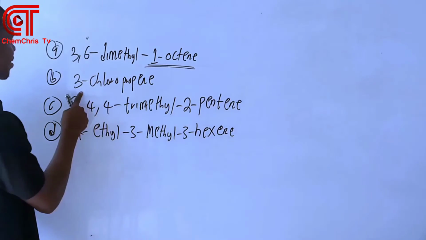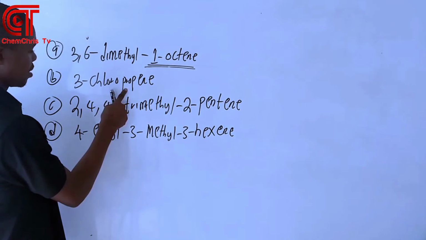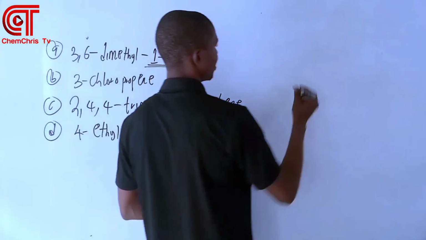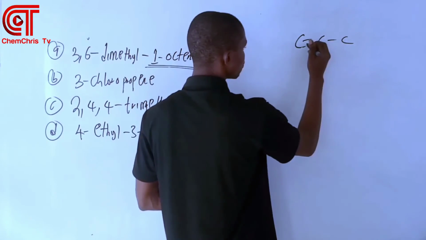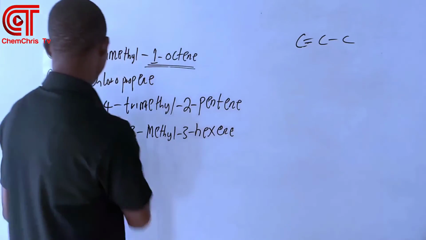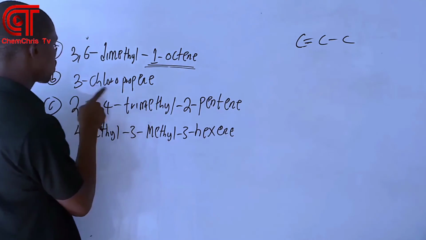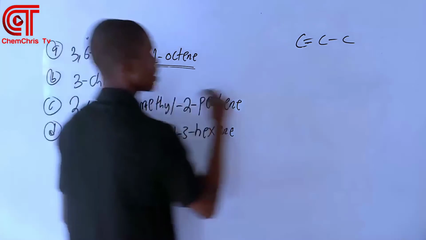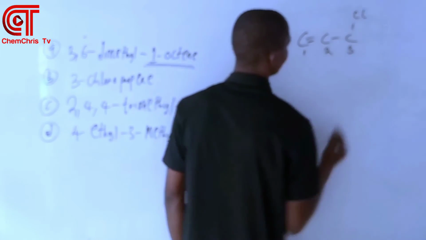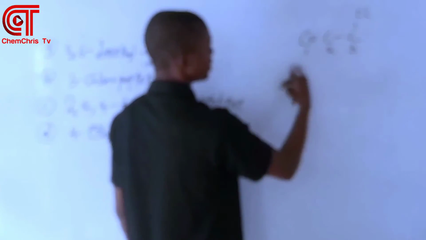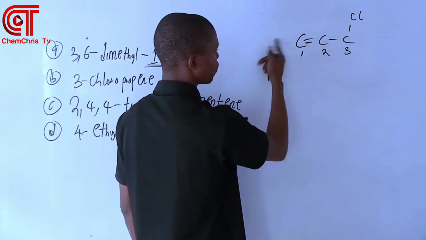So here we have 3-chloropropene, right? Propene is 3 carbons, 1, 2, 3. So the carbon atom can either be here or here, right? So there's a double bond here. Now when you say 3, the chlorine is on carbon number 3. So here we have 1, 2, 3, and here we have Cl. Next, start filling in the right amount of hydrogen.